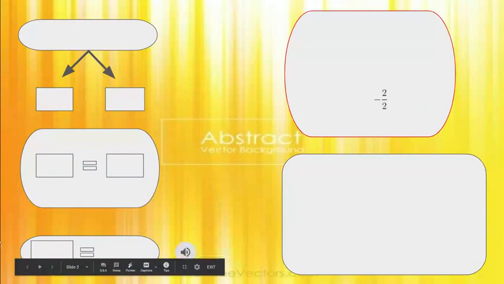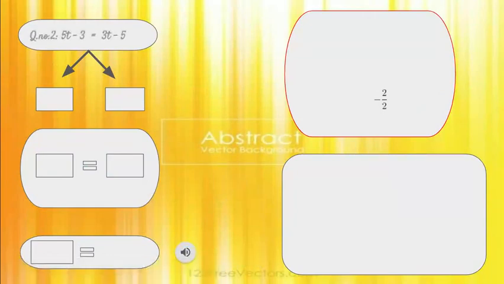Now question number 2. 5t minus 3 is equal to 3t minus 5. Here you can see variables are there on both sides and constants also on both sides. Means on the left side 5t minus 3, variable is there, constant also is there. The same way RHS 3t minus 5, there also variable and constant both are there.